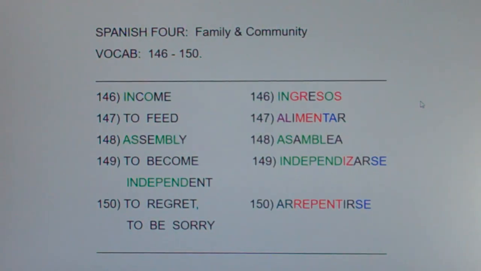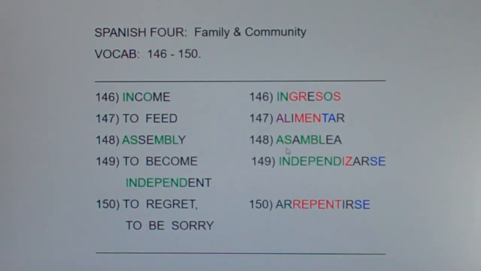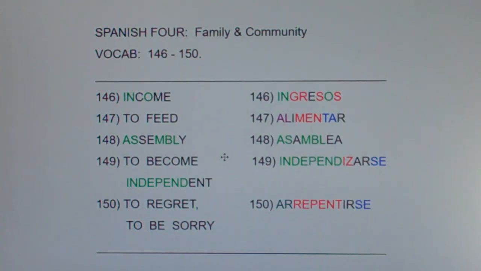Now assembly is asamblea. Everybody say asamblea. Asamblea. It looks like assembly. It has the same 5 letters. A-S-M-B-L. It sounds like the bingo song.